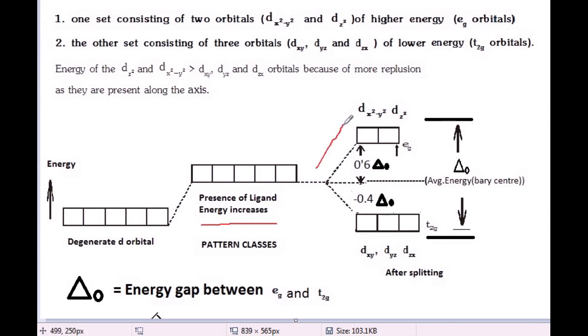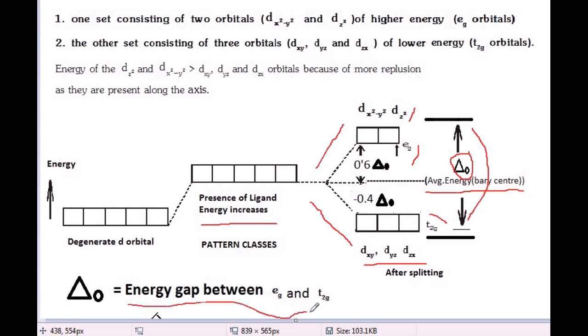Degenerate d orbitals have equal energy, but in the presence of ligand, their energy increases. And because of that, the d orbital splits into two different levels. Number one, dx square minus y square and dz square, that is the high energy state, commonly known as the eg state. And the next layer, dxy, dyz and dzx, commonly known as the t2g state. And there's an average energy level that is known as the barycenter. The difference between the eg and t2g levels is delta.